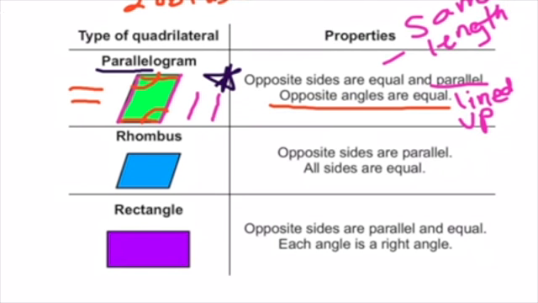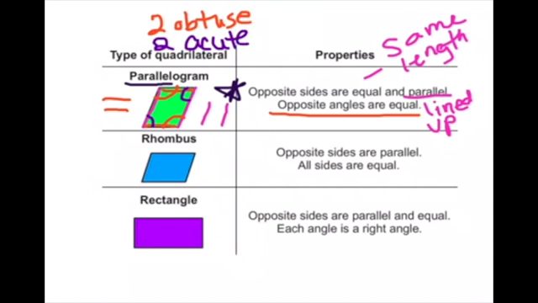And then when I look at the other opposite angles, we have this one and this one. Oh, they look a little bit smaller. Looks a little bit smaller than that 90-degree angle, which is like an L, right? So if it's smaller, that means I have two acute. So I have two of each in a parallelogram.